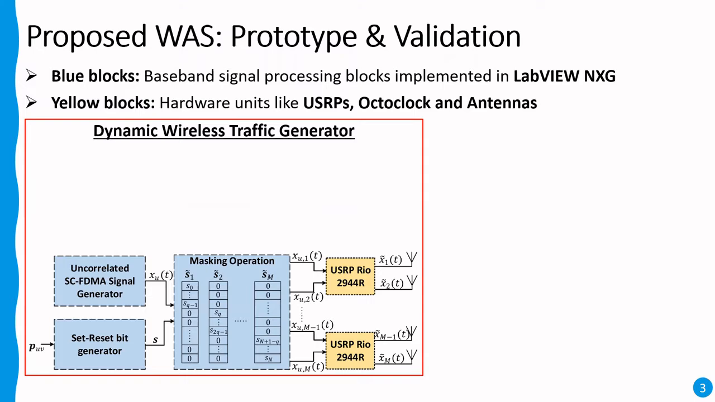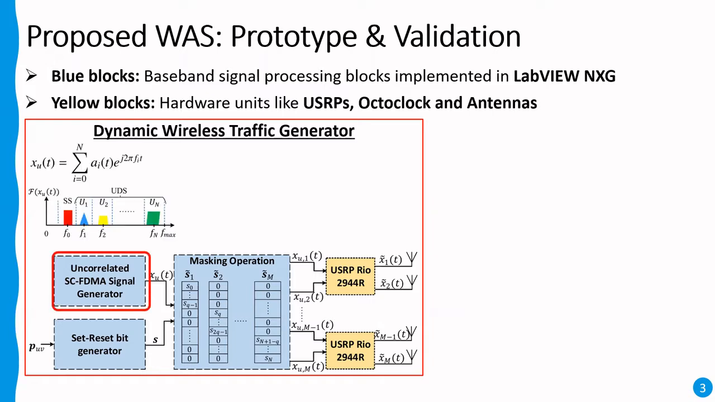The block diagram shown here is the design of dynamic wireless traffic generator. The first block here is the uncorrelated SC-FDMA signal generator which generates n+1 uncorrelated SC-FDMA signals. Here the first SC-FDMA signal is the synchronization signal and the other n SC-FDMA signals are for end user data signals. The Fourier transform of the output of this block is shown in the waveform.